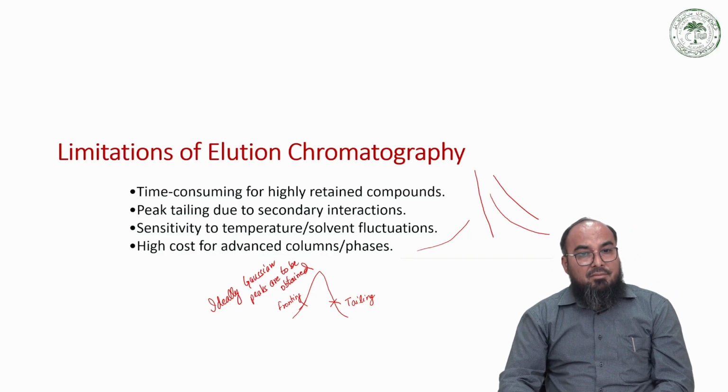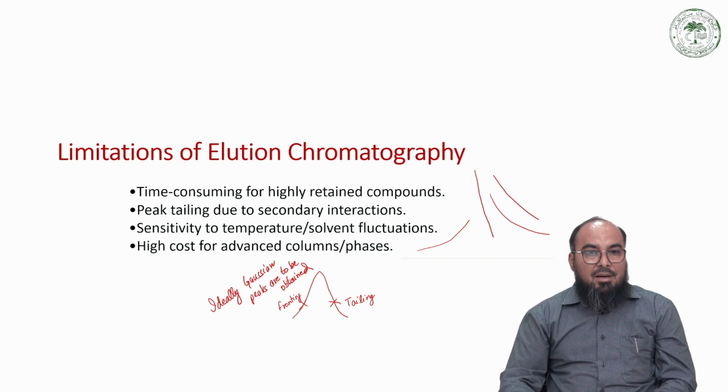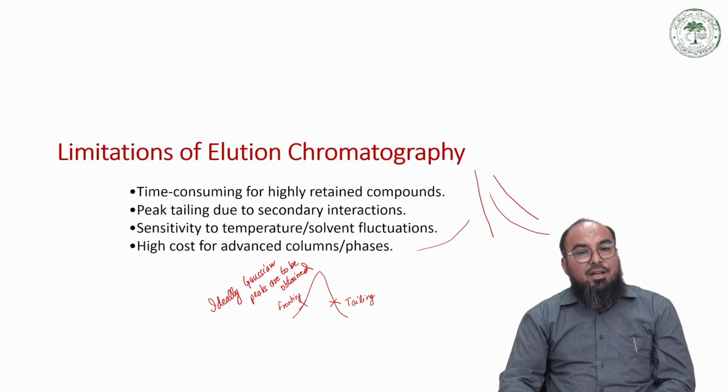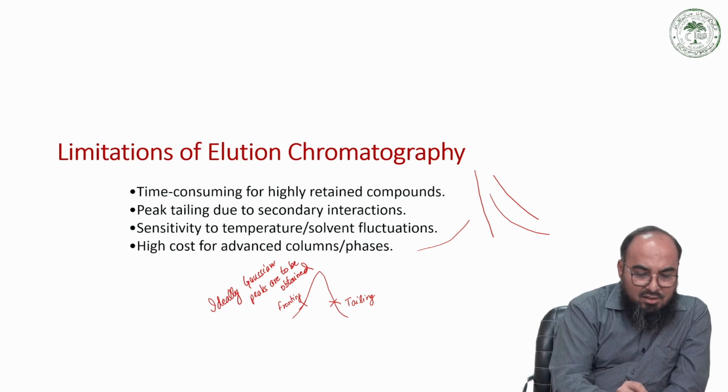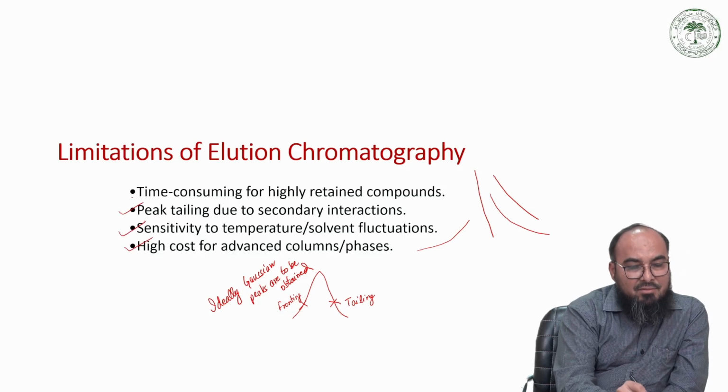Sensitivity to temperature: on increasing the temperature, you can change the separation. Sometimes it is beneficial, while sometimes it is not. Again, there is the high cost of advanced columns. For example, if you are using sophisticated columns made of glass or steel, sometimes clogging occurs, and because of this, it limits its use.